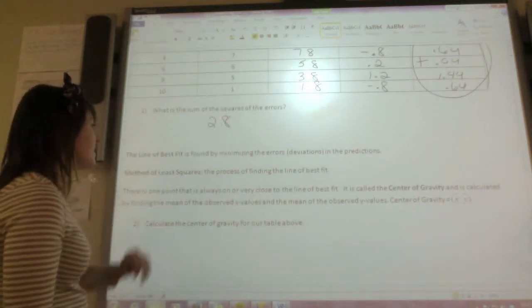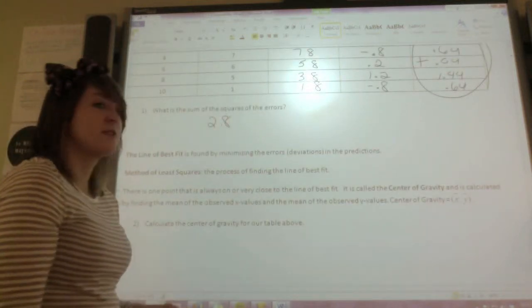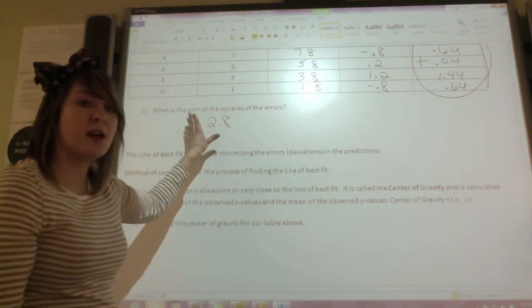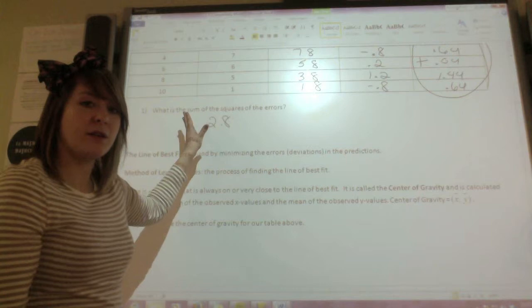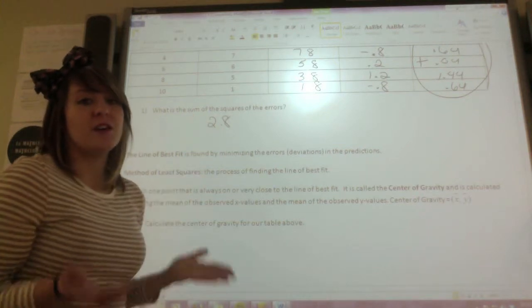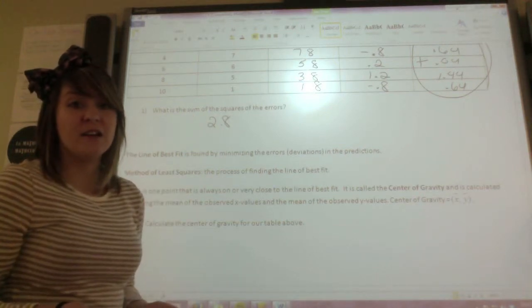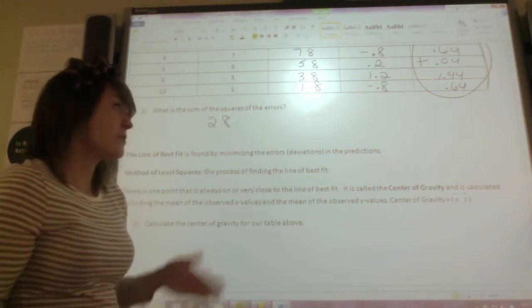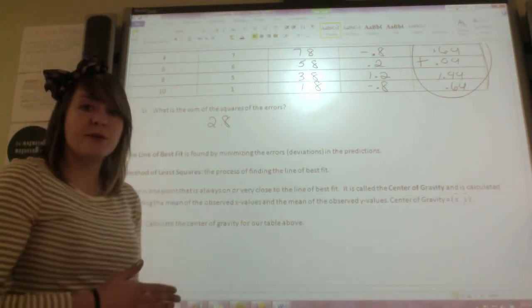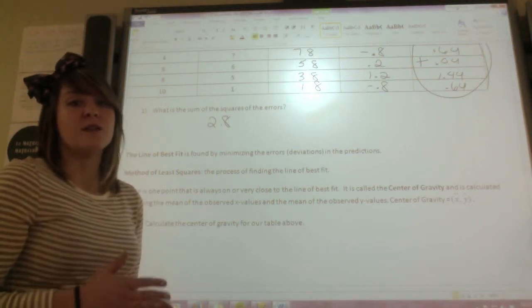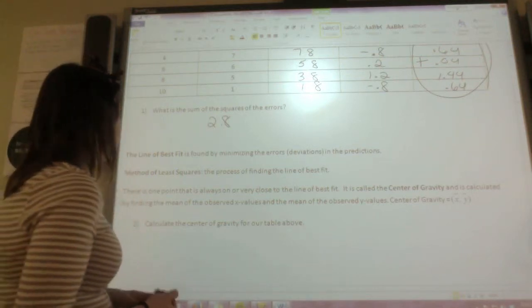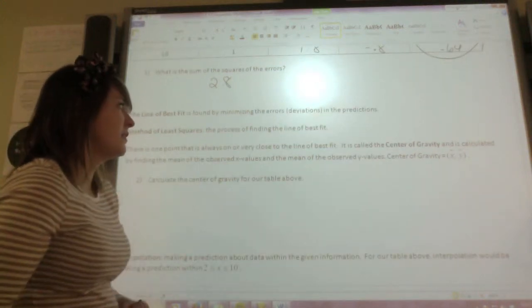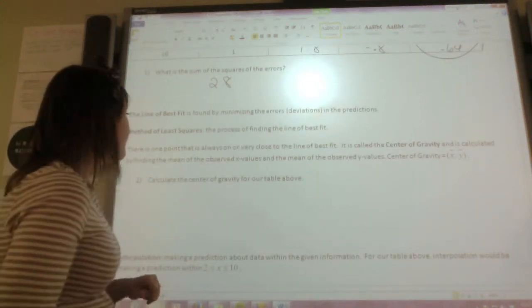So the line of best fit is found by minimizing the errors in the predictions. The smaller the sum of the squares of your errors, the better model you have. Basically, if all of your data points fall on the line, then all of your errors are going to be 0, so the sum of all your errors is going to be 0. The closer the points are to the line, the smaller the sum of the squares of your errors is. This is called the method of least squares. It's the process of finding the line of best fit. That's what we just did here.